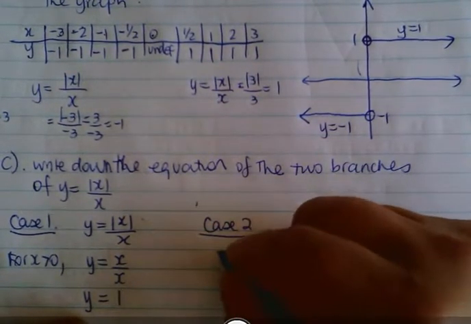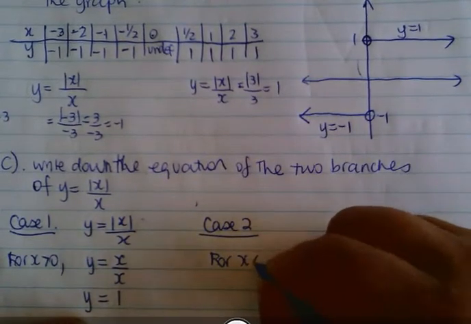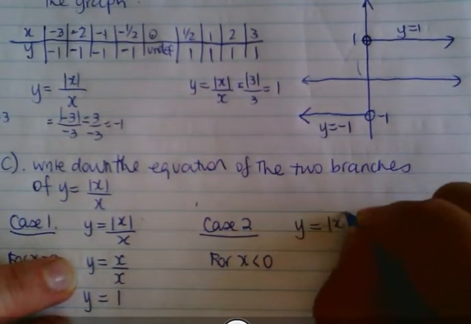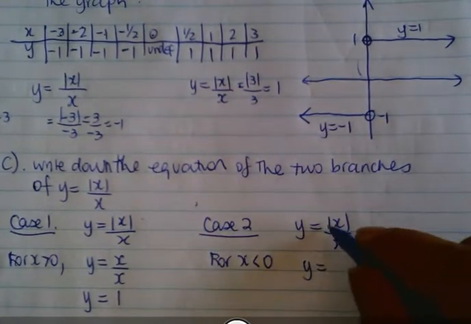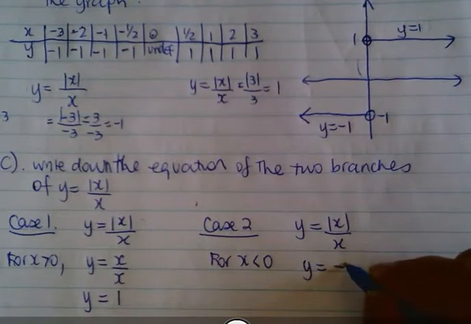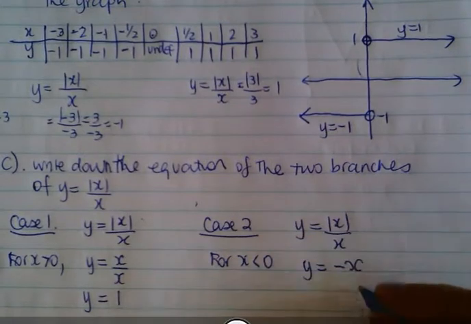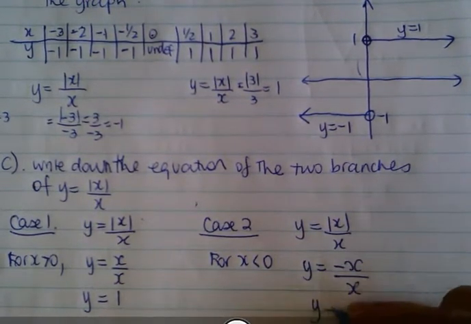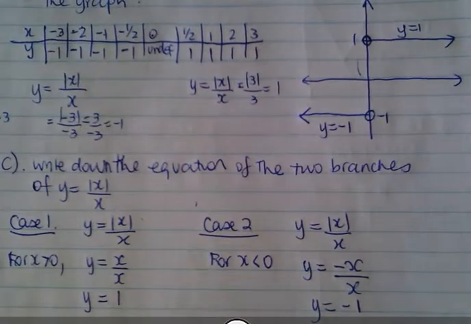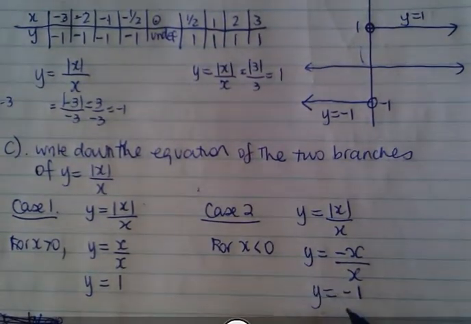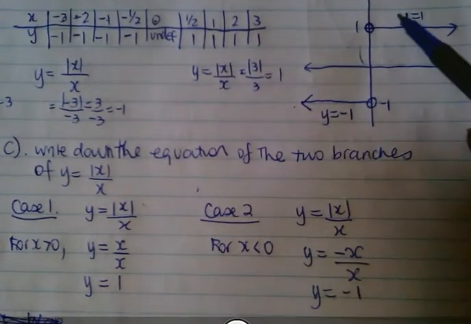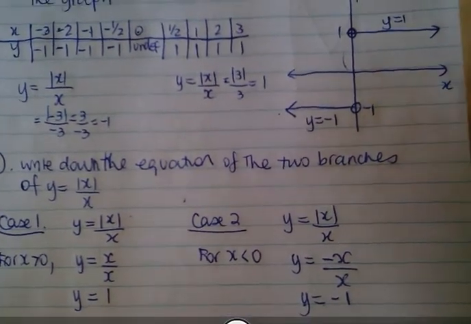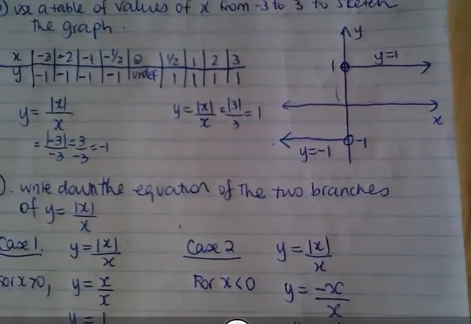And for case 2, which is for x less than 0, we've got y equals the absolute value of x on x. Now, when x is negative, the definition of the absolute value of x is the negative of x, the negative of whatever value you've got there, over x. So it's negative x on x, which is -1, which is why our equation is y equals -1 for values of x less than 0. And we can see that branch of the graph and this one here. And don't forget to label your axes as x and y.